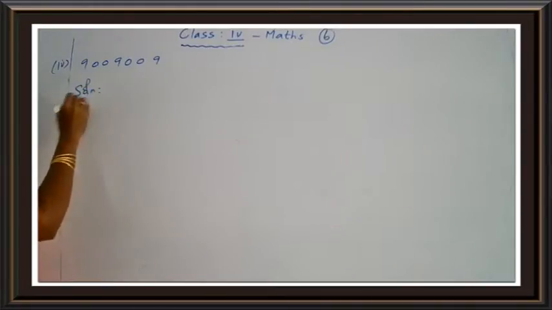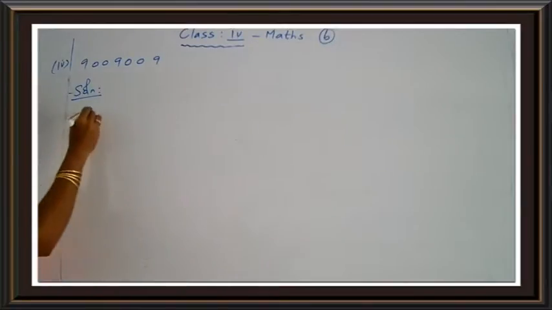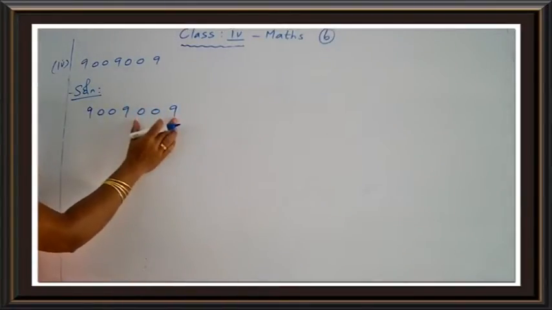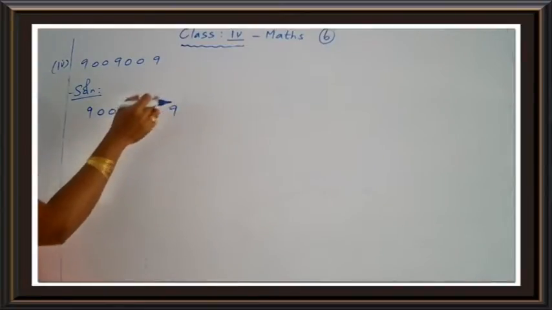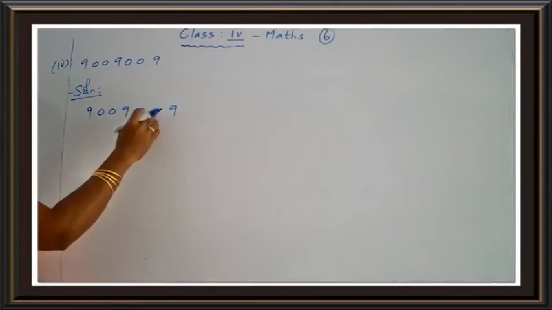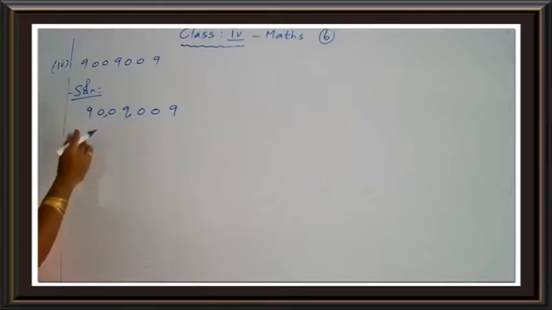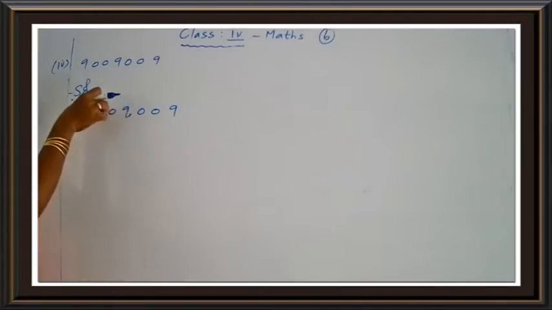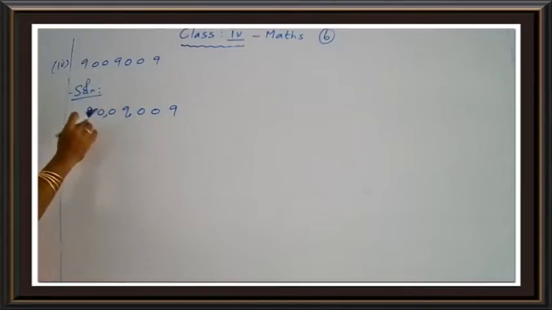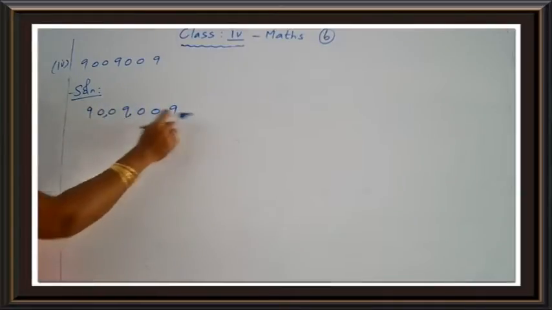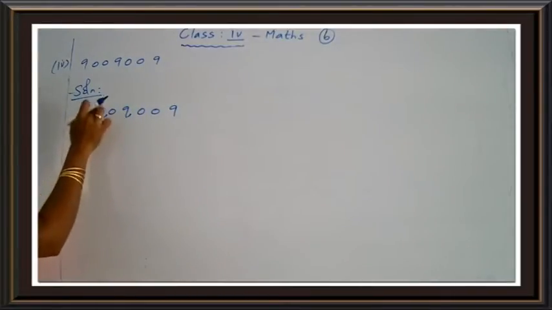Okay, your number is given. So now you mark the periods, okay? Listen, children, first is the ones period, okay? So the ones period consists of 3 places: ones, tens, hundreds, after which 1 comma. Next is the thousands period. The thousands period consists of 2 places, then you put another comma. 2 places after, you put another comma. Now you read the number. This is ones period, this is thousands period, this is lakhs period, okay? So how do you read this number? 90 lakh 9,009, okay? 90 lakh 9,009, okay?